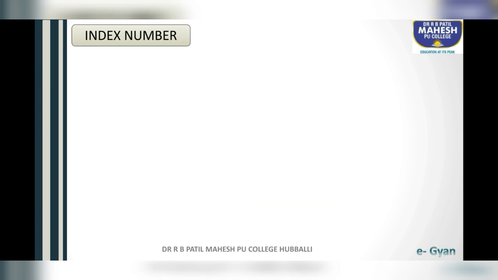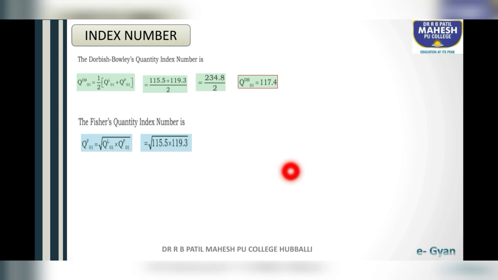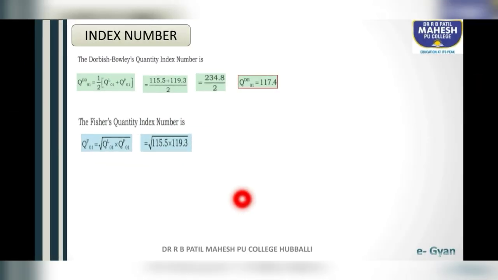117.02. Students, same as before, you find the Drobisch-Bowley quantity index number. As you know, the formula of Drobisch-Bowley index number is 1 by 2 into the bracket of Q0 of Laspeyres plus Q0 of Paasche. Now you substitute the values we already calculated. After substituting, adding these two values gives 234.8, divided by 2. So the final answer of Q0 of Drobisch-Bowley is 117.4.